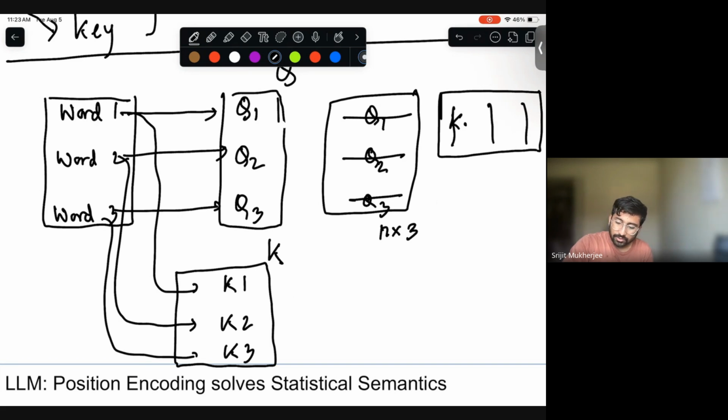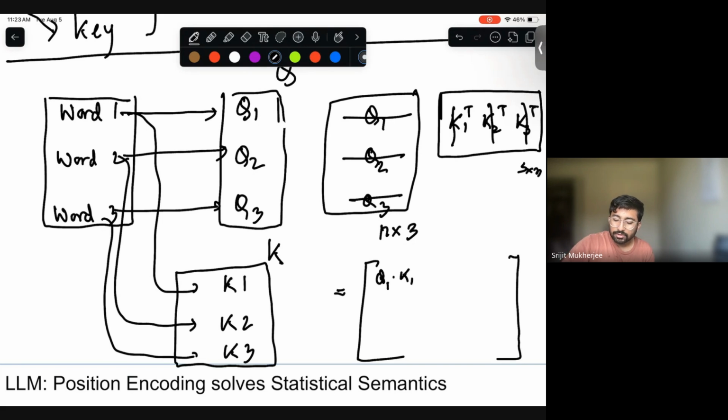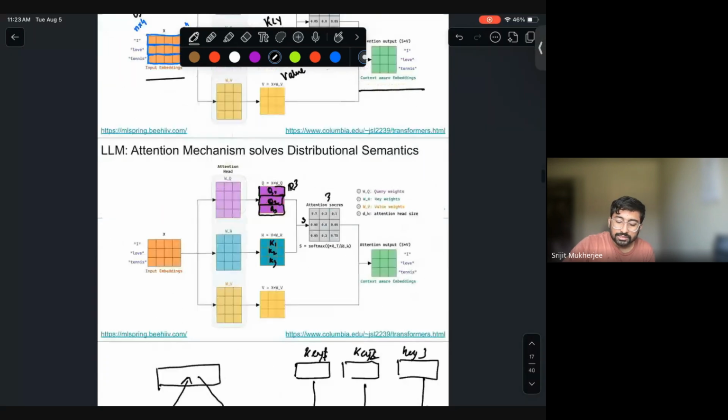That is K1 transpose, K2 transpose, and K3 transpose. Now, when you multiply this 3 cross n, what do you get? The first one will be q1 dot product with k1. The second will be q1 dot product with k2. This will be q1 dot product with k3. So any ij there will be qi dot product with kj. Right? So this is what this matrix is doing.